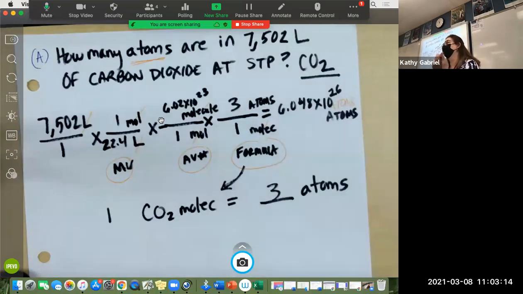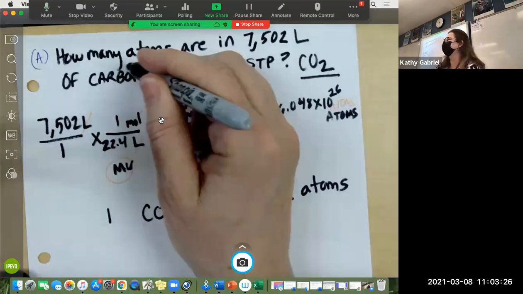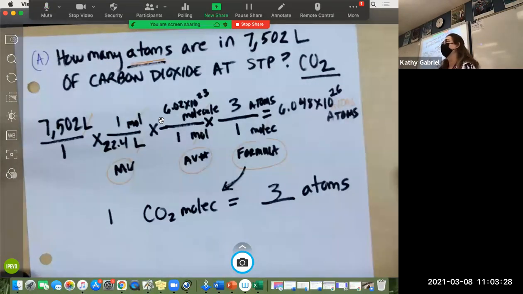You're immediately going to lose a half a point for a unit for every problem. So please put a unit on it. And it's whatever they're asking for. They're asking for atoms, so it better have atoms on it at the end. Okay, we're still doing all right.